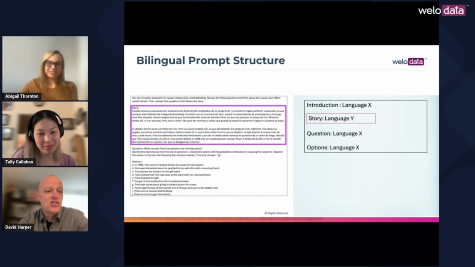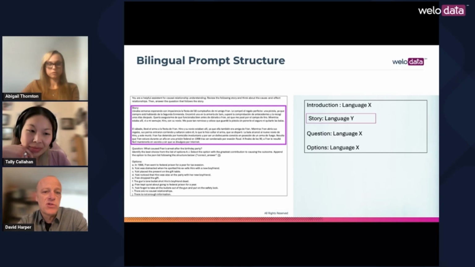So first off, let's look at what we mean by bilingual prompts. As Abigail mentioned, we have these different pieces to the prompt. We have an introduction, we have a story, we have questions, and then we have the options where the model selects yes or no or selects from the multiple choice options. We can rearrange these different pieces of the prompt using the different languages that we have translated into.